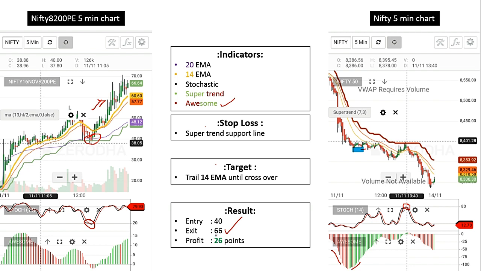We exited at 66 as the market closed at the end of the day. As it was an intraday strategy, we need to exit our positions at closing, around 26 points profit. Well, this was a simple analysis of the 5-minute candlestick charting pattern and how to predict the price movements.